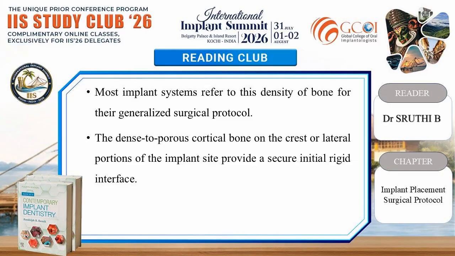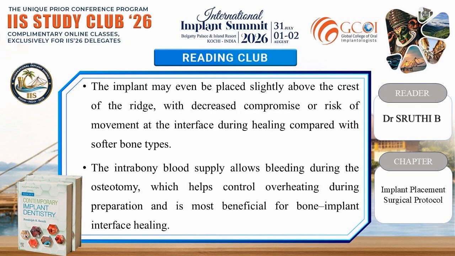The dense to porous cortical bone on the crest or lateral portions of the implant site provide a secure initial rigid interface. The implant may even be placed slightly above the crest of the ridge with decreased compromise or risk of movement at the interface during healing compared with softer bone types. The intrabony blood supply allows bleeding during the osteotomy, which helps control overheating during preparation and is most beneficial for bone implant interface healing.